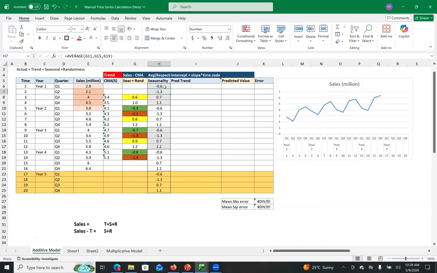Calculate the seasonality component. Let me know when it is done. Once you calculate the four values, just repeat them.